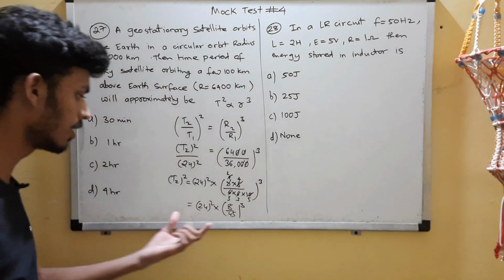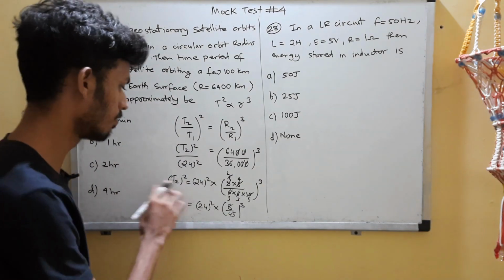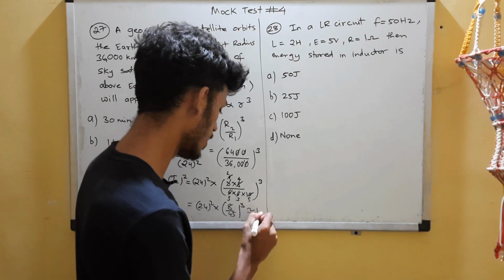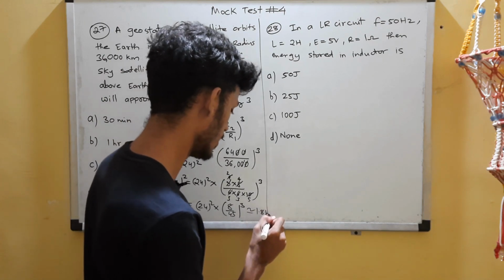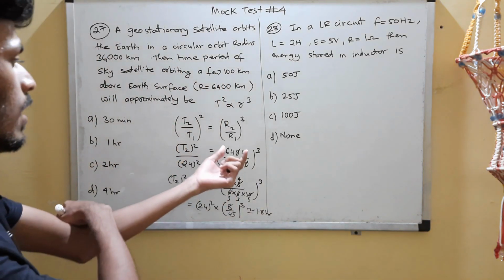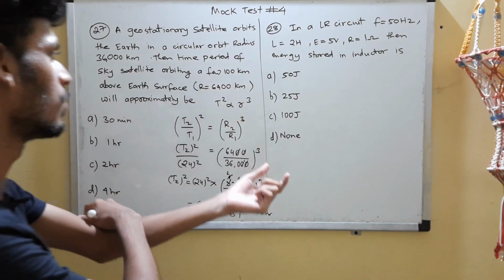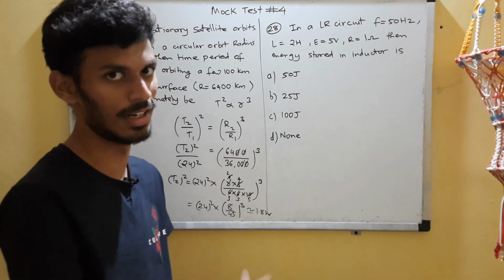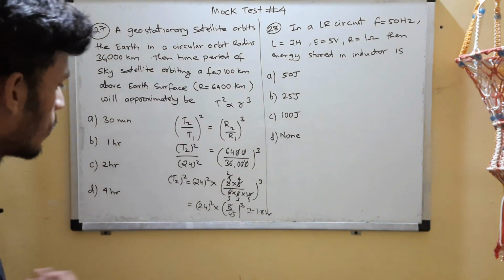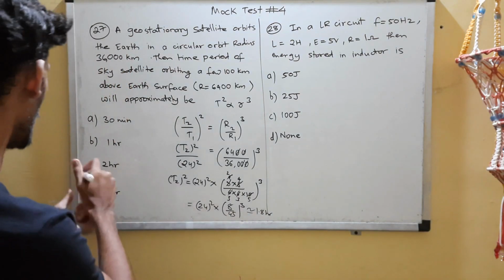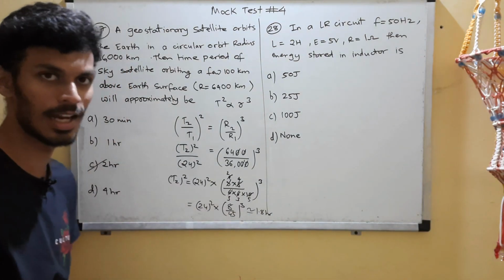Okay, so here you'll have to root it. So basically, here we are getting T square. So when you root it, you'll get an answer around 1.8 hours, right? This is because we considered this as 6400, whereas it was 6400 plus 500, a few hundred kilometers more. So yes, the answer will be around 2 hours.